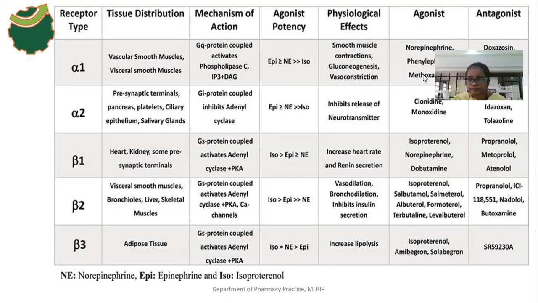Next, the physiological effect of alpha 2 receptors is that they inhibit the release of neurotransmitter from the presynaptic nerve terminals. Alpha 2 receptors are present in both regions, the presynaptic region and the postsynaptic region. If alpha 2 receptors are present in the presynaptic region, they inhibit the release of neurotransmitter from the presynaptic nerve terminals.